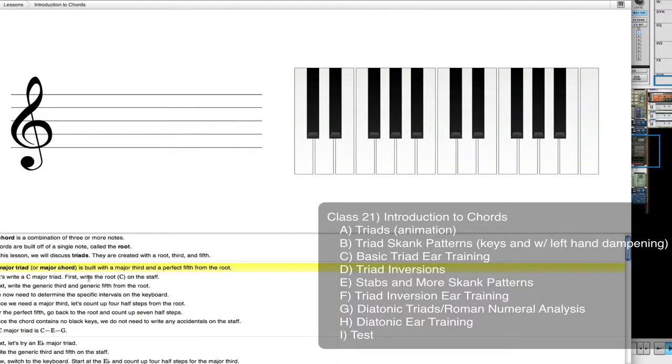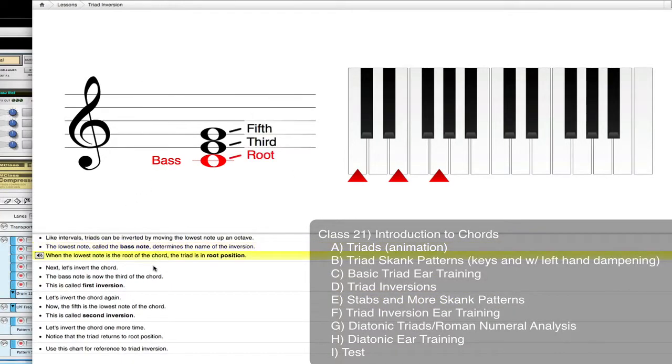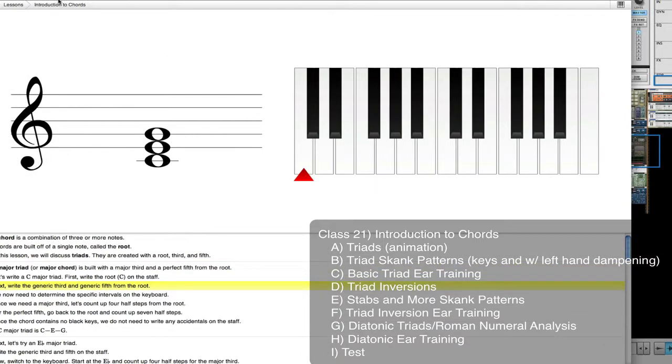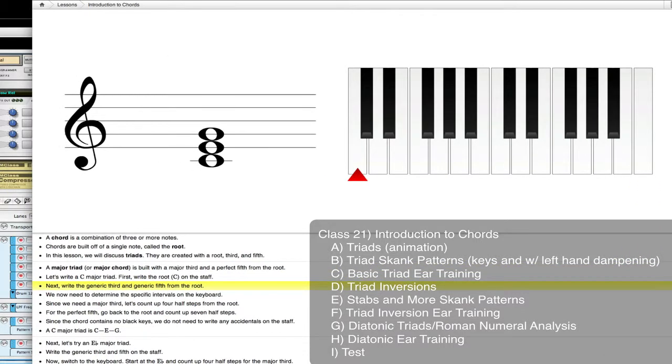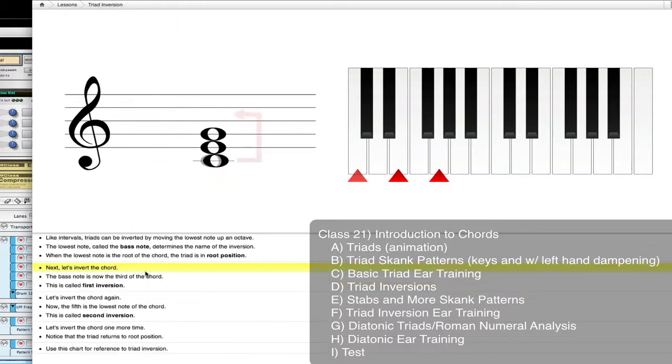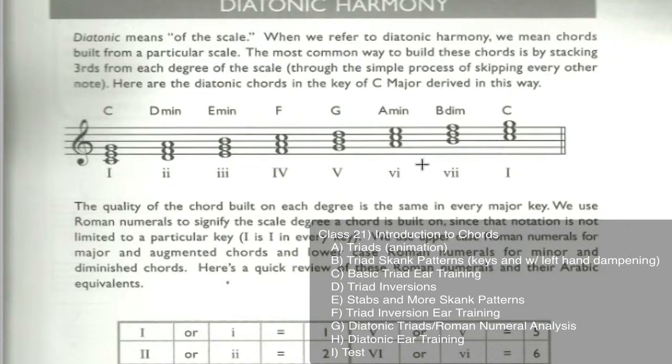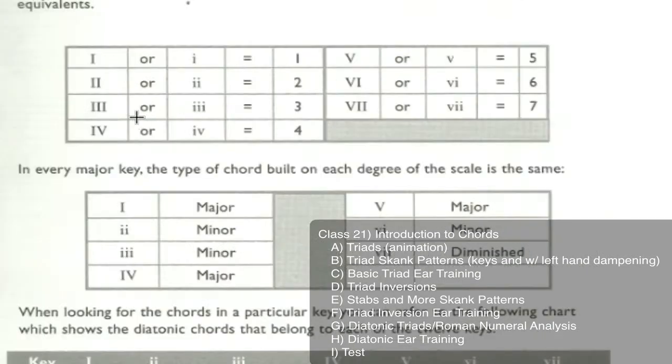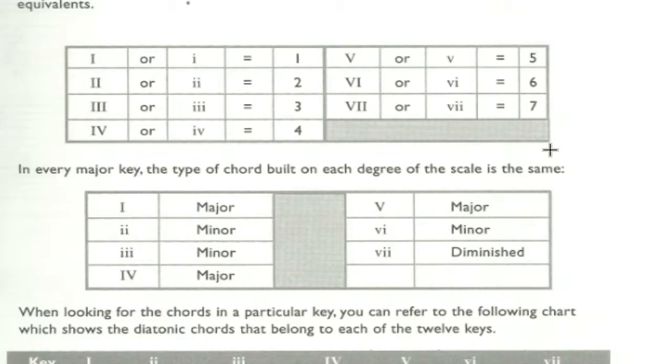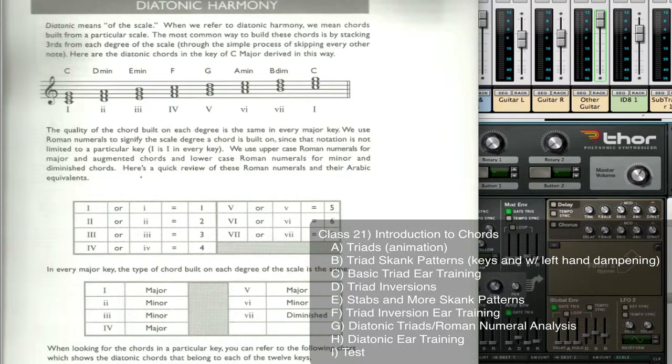Next, Class 21 covers an introduction to chords. We'll start out covering triads. Then I'll show you a bunch of rhythm skank patterns. Then some basic triad ear training. And then we'll cover triad inversions. After that, we'll have more skank and stab patterns. We'll cover triad inversion ear training. Next, we'll go through diatonic triads, Roman numeral analysis, and then more diatonic ear training.